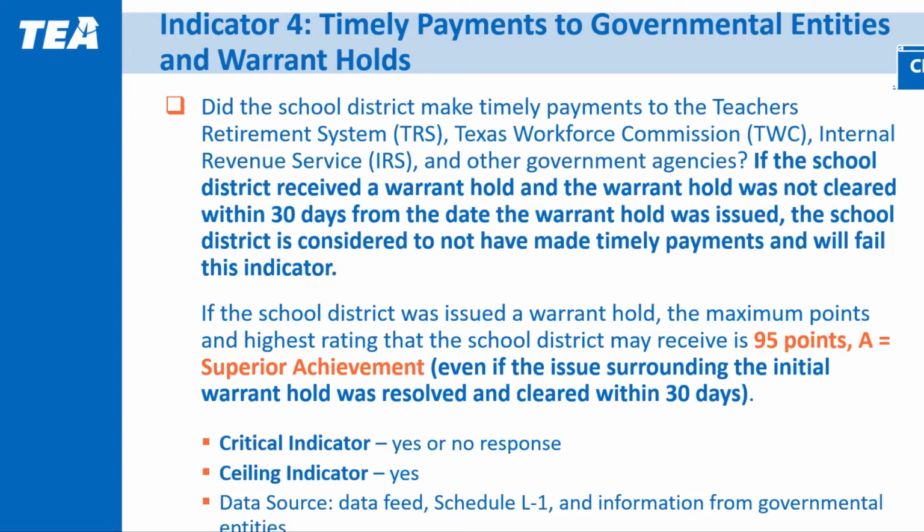And then the middle paragraph there, the change that is taking place this time, is that if you do have to use those 30 days of warrant hold, or you paid your IRS payment late, but it was within the 30 days, then you'll still pass this indicator, but you will lose 5 points. So the highest score you'll be able to receive on FIRST, if everything else is perfect, is a 95 if you did pay one of those entities late within that 30-day period.